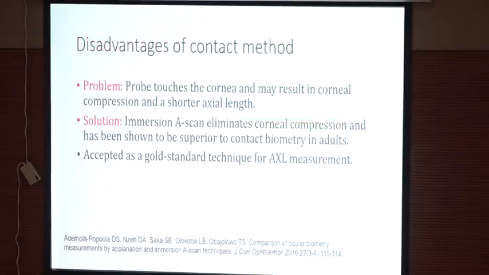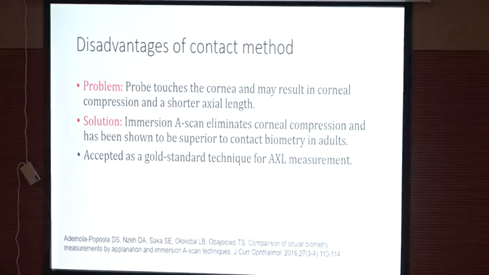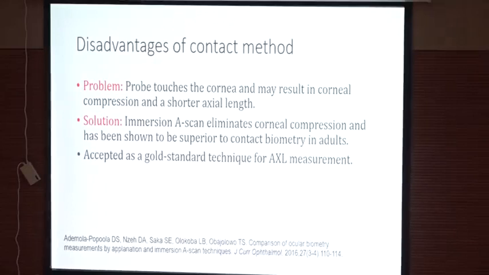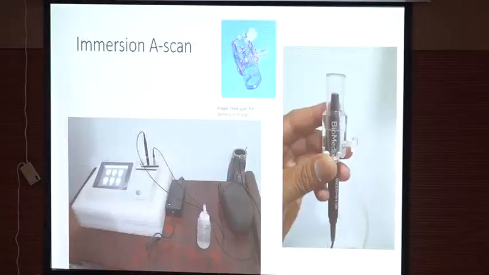As the probe touches the cornea, it can result in corneal compression and a shorter axial length. This can be solved by the immersion A scan method, which is more accurate as it eliminates the corneal compression and is shown to be superior to the contact biometry. It is now accepted as a gold standard in most institutes.